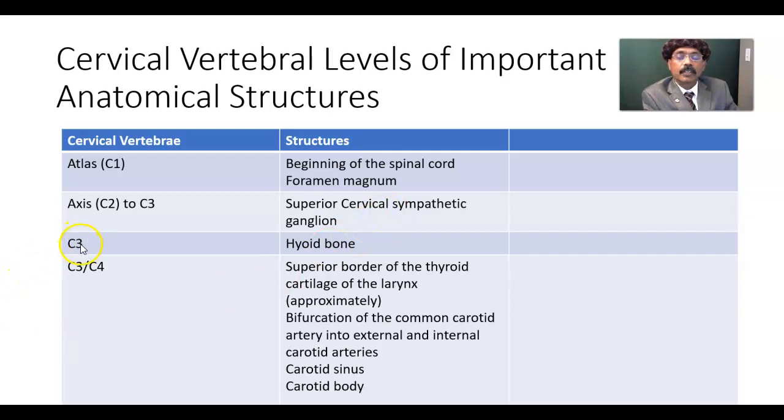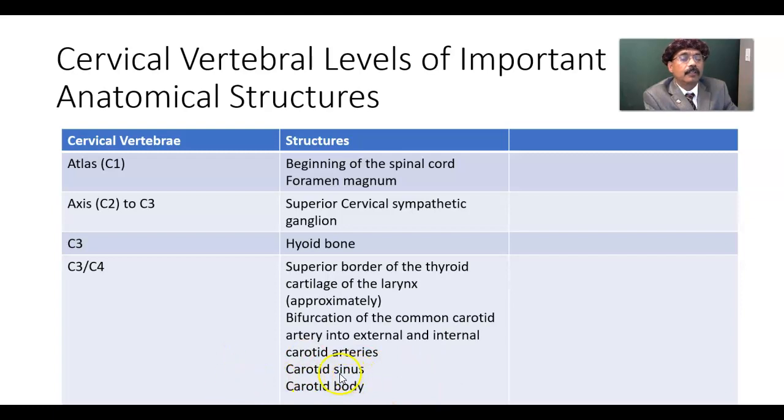At the level of C3 we have the hyoid bone. At the level of C3, C4, we have the superior border of the thyroid cartilage, the larynx. A little bit of variation is always possible. Here is the bifurcation of the common carotid artery into external and internal carotid arteries. We have the carotid sinus, that is the dilatation at the bifurcation of the common carotid artery.